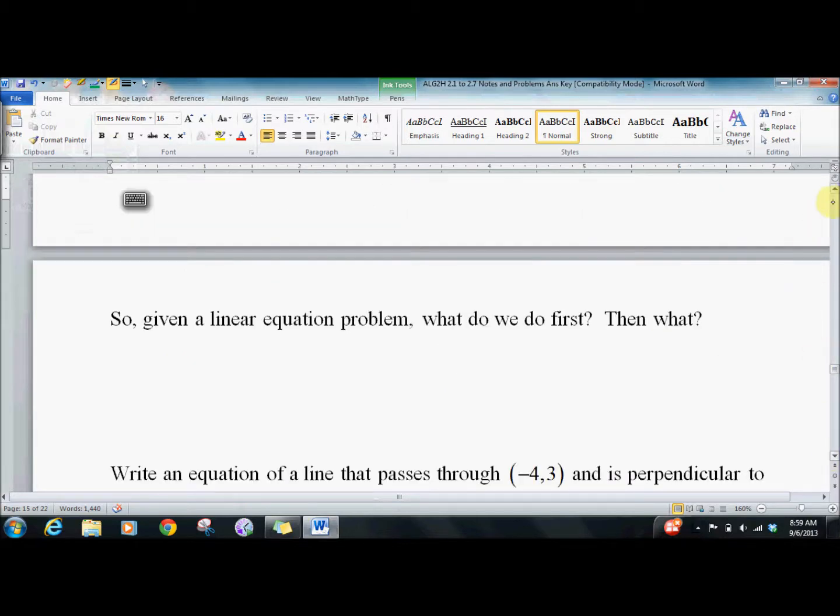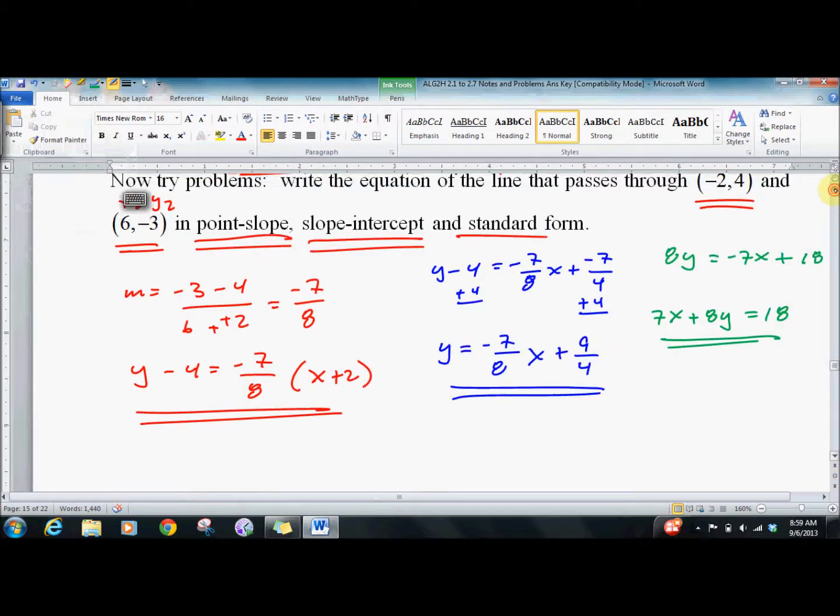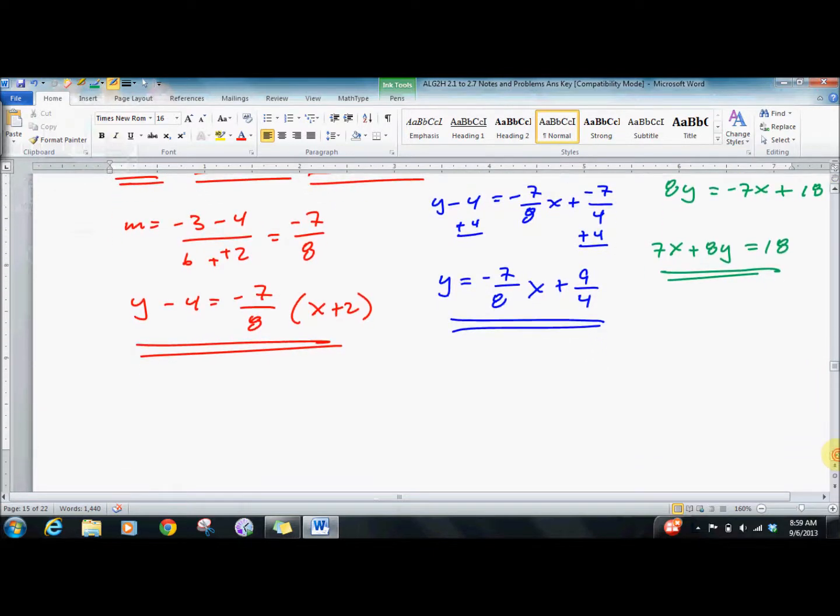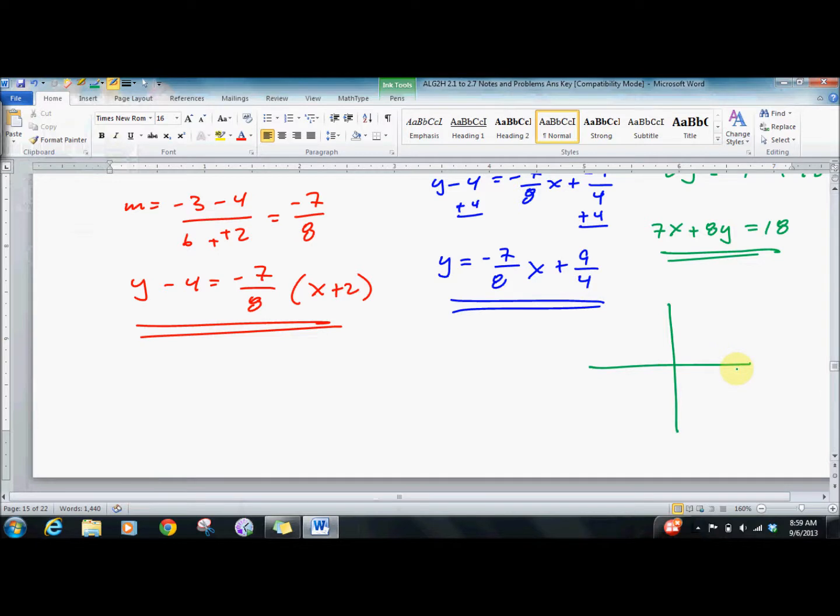Let's graph it, see if we did it right. And it's not meant to be a perfect graph, but it is meant to be a pretty good graph. So let's start with slope intercept. Up 9/4, that's 2 and change. Down 7, 1, 2, 3, 4, 5, 6, 7, over 8. All the way out to about here. And we're just trying to get a rough idea on this, see if we did it right.